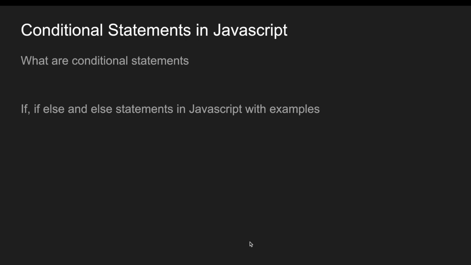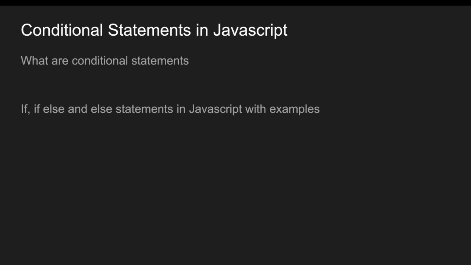Whenever we want to execute some set of logic based on some conditions. For example, if something is true, I want to execute some set of statements. If something is false, I want to execute another set of statements. In those cases, we will be using these conditional statements. And in this, we can use different types of conditional statements.